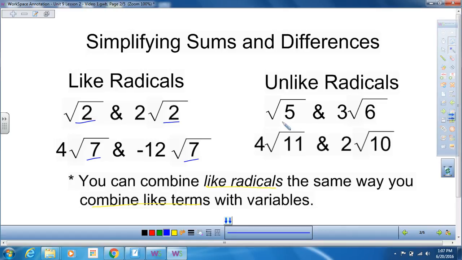These are unlike radicals, square root of 5 and 3 square root of 6. Those are not the same. And then 4 square root of 11 and 2 square root of 10 are not the same either. Okay, so we basically do this the same way we combine like terms.